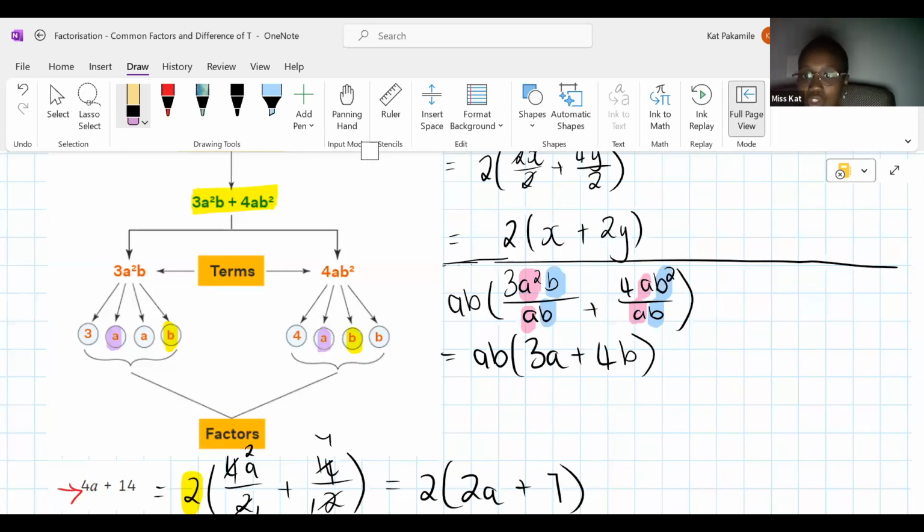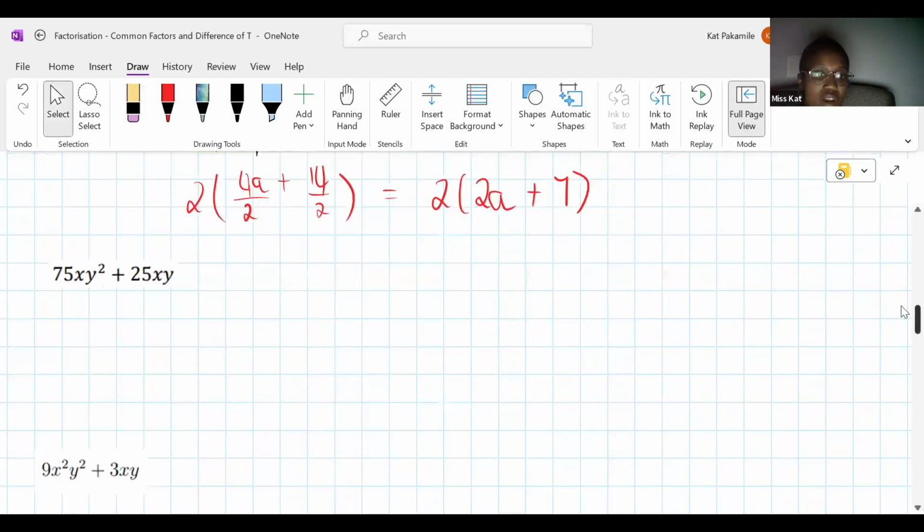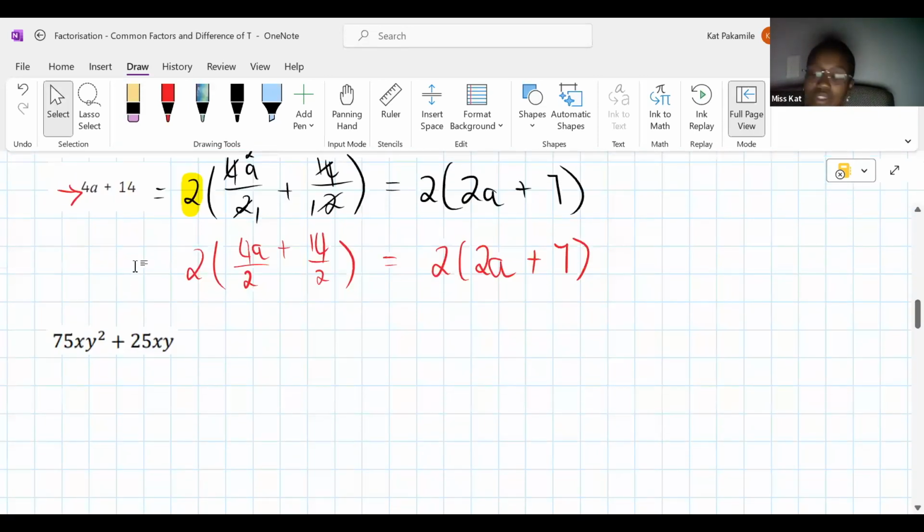Okay, let's do some more of these. There we go. We have 75xy squared plus 25xy. Anyone want to do this with me? Spanello's hand just went up. Spanello.